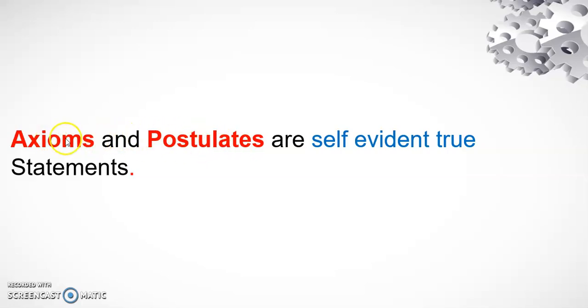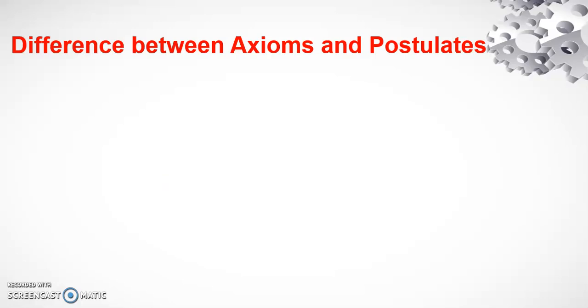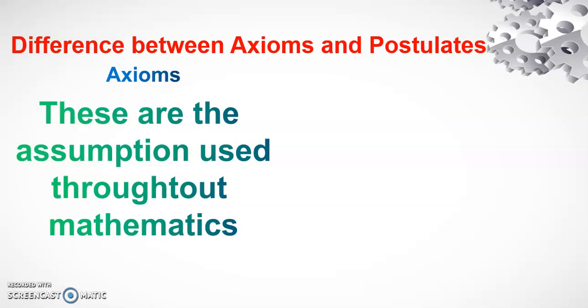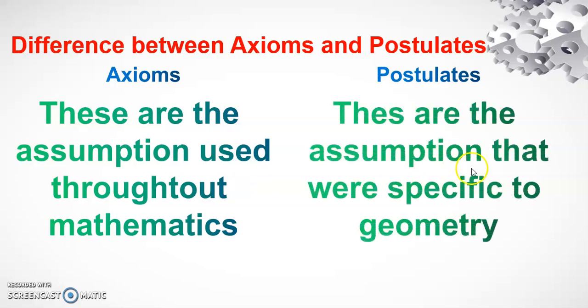But we are taking two different words here, axioms and postulates. So there is only one difference for axioms and postulates. Let me look at this. Okay, axioms, these are the assumptions used throughout mathematics. But postulates, these are the assumptions that were specific to geometry.